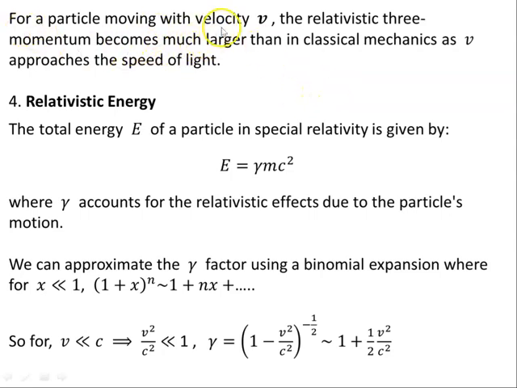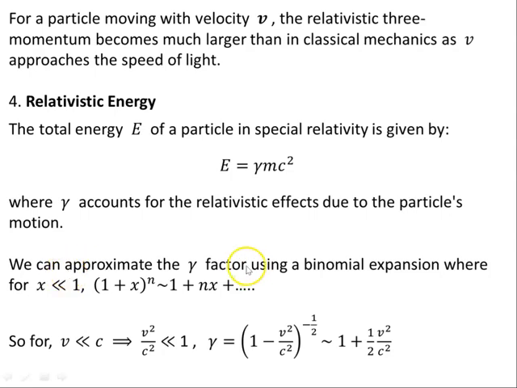So for a particle moving with velocity v, the relativistic 3-momentum becomes much larger than in classical mechanics as v approaches the speed of light because of that gamma factor. The total energy E of a particle in special relativity is given by E equals gamma m c squared, where gamma accounts for the relativistic effects due to the particle's motion.